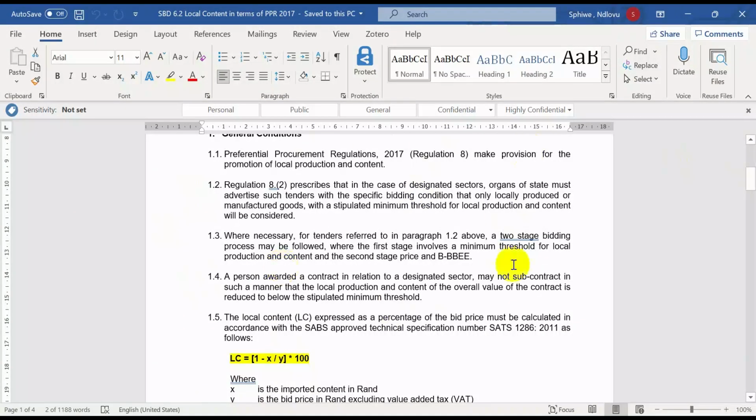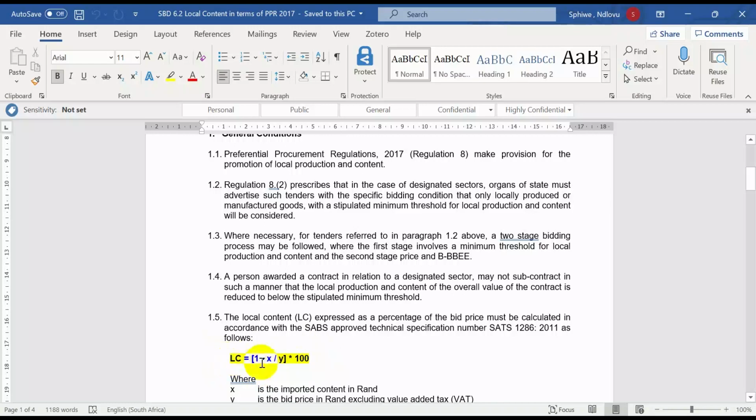We have spoken to this section in our part 1, and even now when I was doing the recap, I spoke to some of the things. However, let's go into 1.5. The local content expressed as a percentage of the bid price must be calculated in accordance with the SABS approved technical specification number SATS 1286 of 2011 as follows. So this section highlighted in yellow is the local content calculation formula. LC, which stands for local content, equals open bracket 1 minus X over Y close bracket multiplied by 100. This is the formula that the procuring entity's supply chain officials will be using to check if you are meeting the minimum threshold.